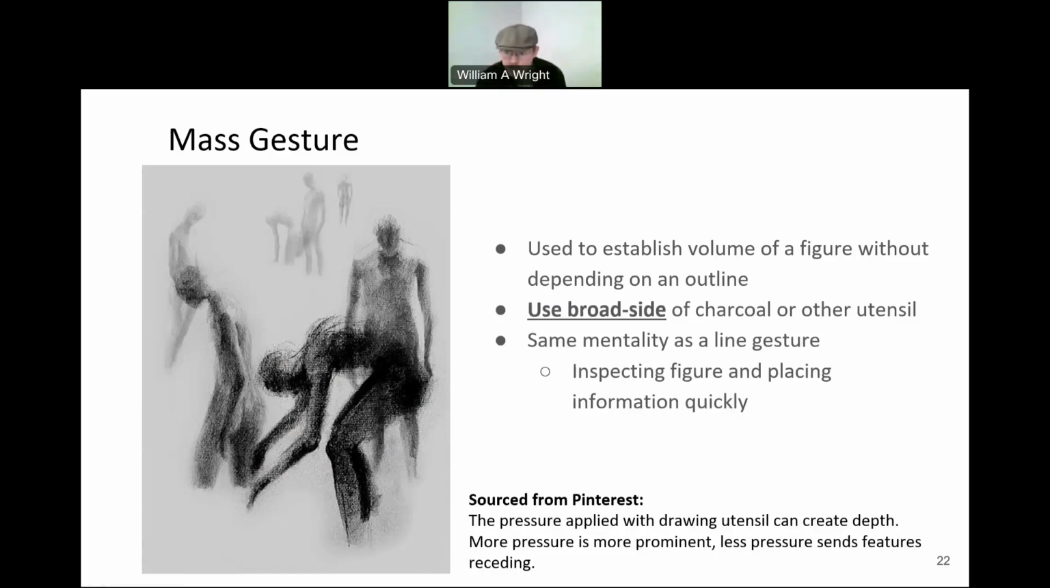You're using the broad side of the charcoal or other utensil, basically graphite or charcoal. Conte works, pastel if that's all you've got, but mentally it is the same as a line gesture. It's the spine, shoulders, limbs, then the internal values, get information quickly, okay? Different amounts of pressure create different amounts of value. Here you can see they just pressed a little harder in this torso where they're bent over, and there's a lot of tension, which also happens to be where the shadow would be, right? That creates this sense of weight, this sense of heaviness, okay?